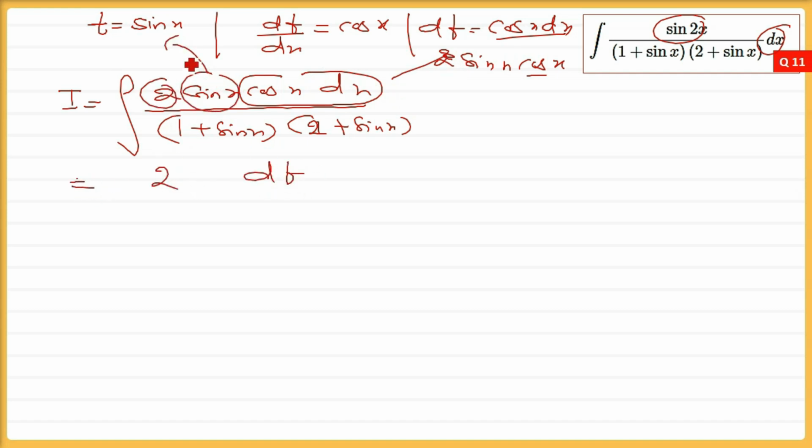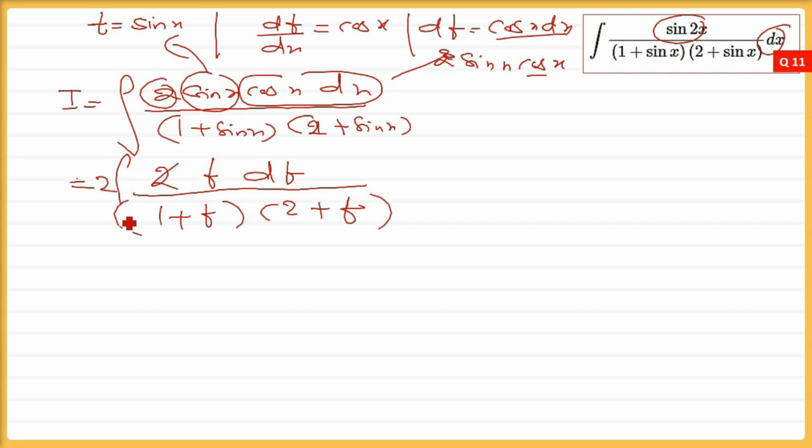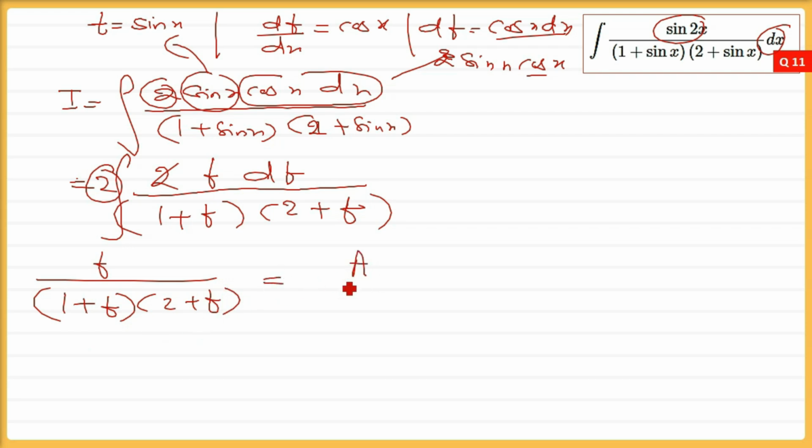So 2 we can take outside, 2t, t for sin x, dt for cos x dx. Denominator sin x replaced by t, 1 plus t and 2 plus t. Now we need to integrate this. For that, if you take 2 outside, this is what we have to integrate, and we'll use the partial fraction for the same. So t divided by 1 plus t into 2 plus t, that has to be equated with, because two factors are there, we'll use capital A and B. A divided by 1 plus t, B divided by 2 plus t.